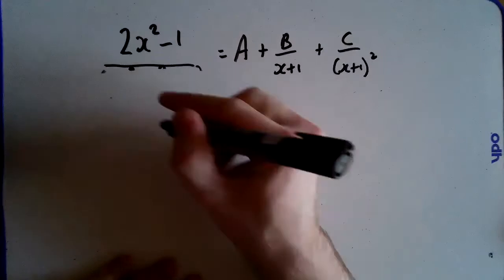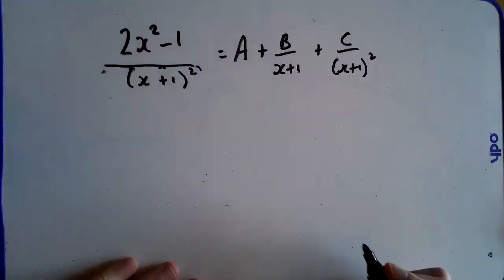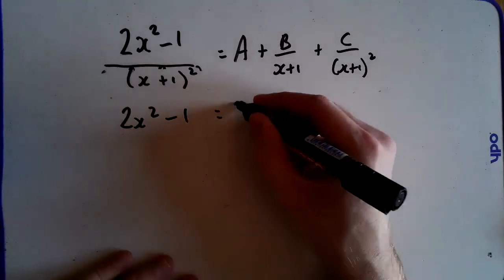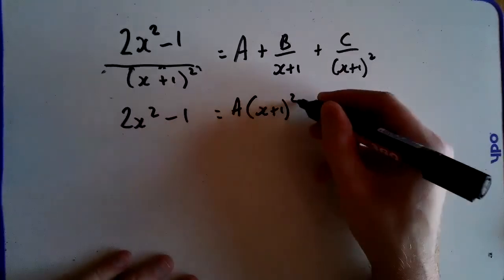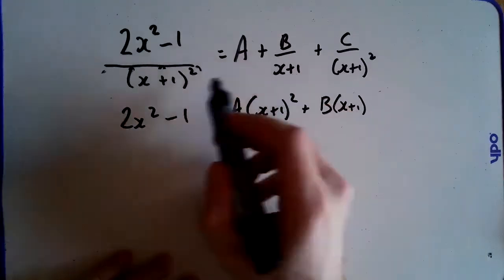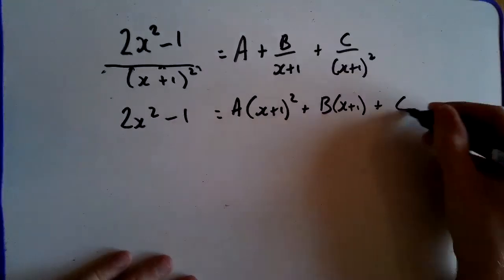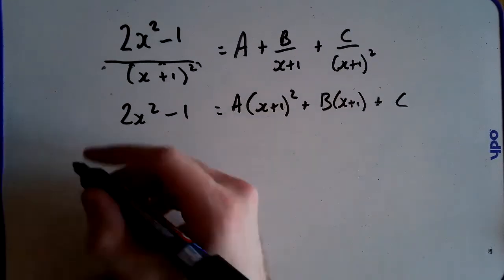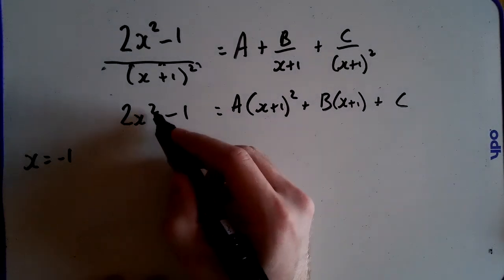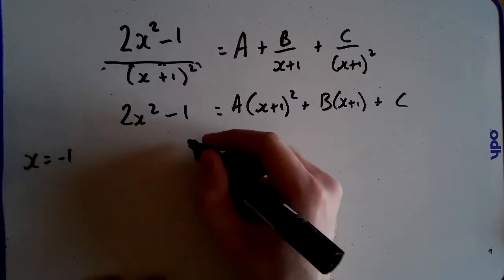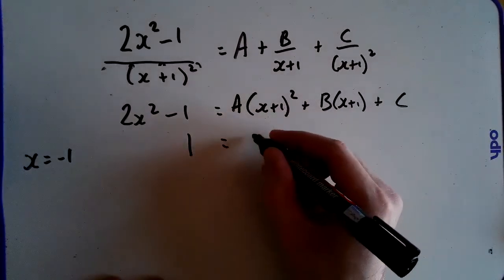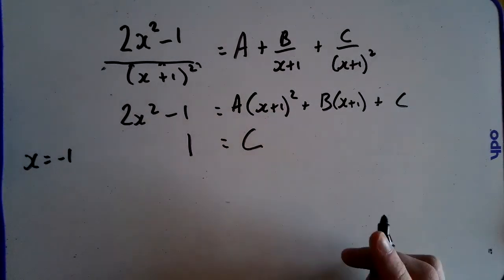Actually, let's change that: (x + 1) squared. So times by (x + 1) squared. So I get 2x squared minus 1 equals a(x + 1) squared plus b(x + 1), because (x + 1) will cancel out one of those, plus c. Okay, now we sub in our obvious numbers, but the first one is x is minus 1. Minus 1 squared is 1, times 2 is 2, take the 1 is 1. That disappears, that will disappear, and that's just c. So we have that 1 is c.